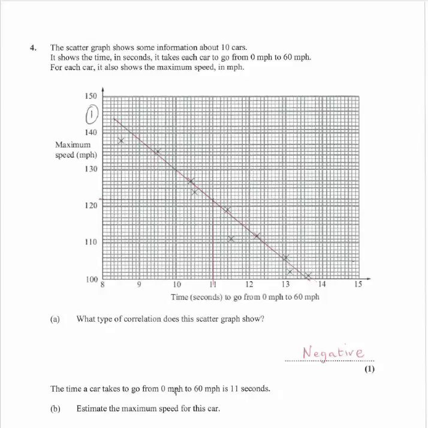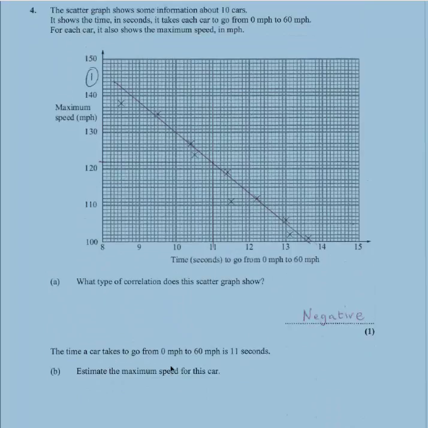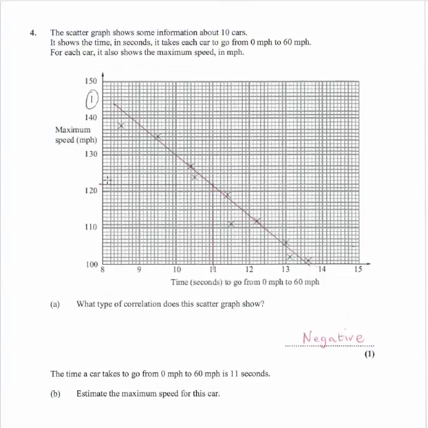Then the time the car takes to go from 0 to 60 is 11 seconds. Estimate the maximum speed. So we find 11 seconds on the time, go up to the line that we should draw, a line of best fit, and draw it across, and you get the speed, and the speed is down here, 122 miles per hour. You're allowed some leeway. It doesn't have to be exactly 122, but I really would recommend you draw in a line of best fit. The line of best fit is one that's just drawn by eye and goes roughly through the middle of the dots. Just draw it by eye. Good idea to draw it.